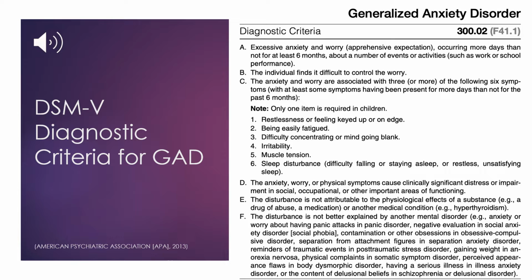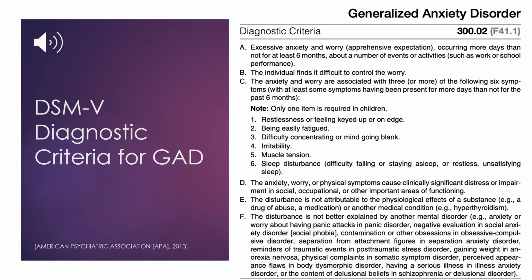Per the DSM-5, the diagnostic criteria for anxiety disorders for adults and adolescents are as follows. For criteria A, the individual must experience anxiety and worry more days than not for no less than 6 months. Criteria B involves assessing whether the individual finds it difficult to control this excessive worry. For criteria C, the anxiety and worry are associated with 3 or more of the following symptoms.